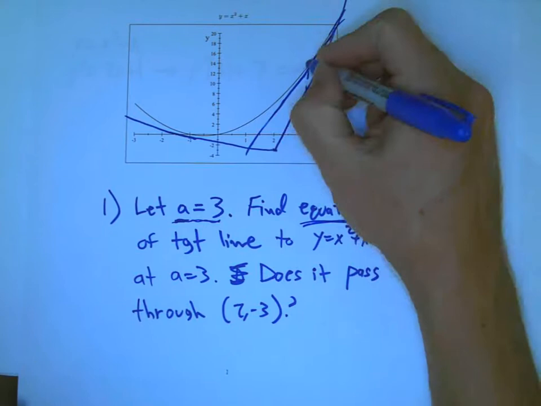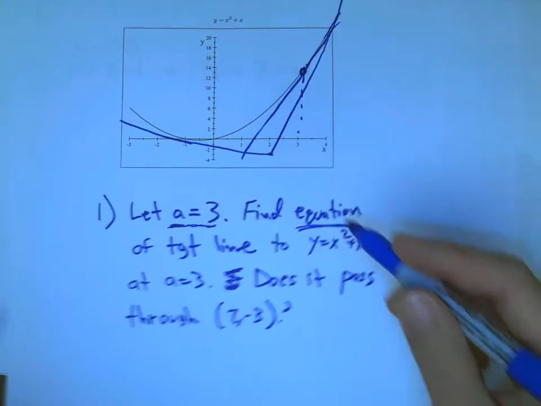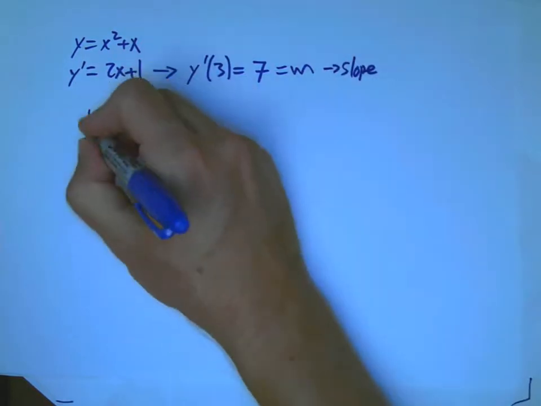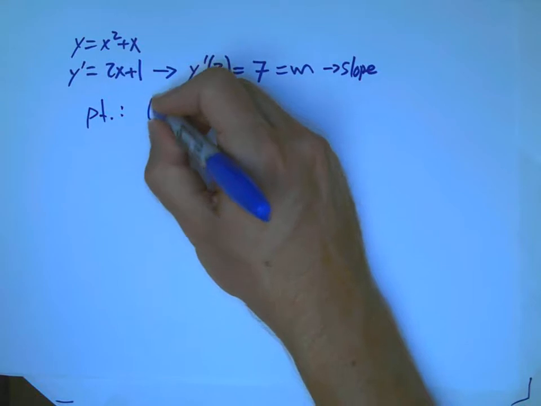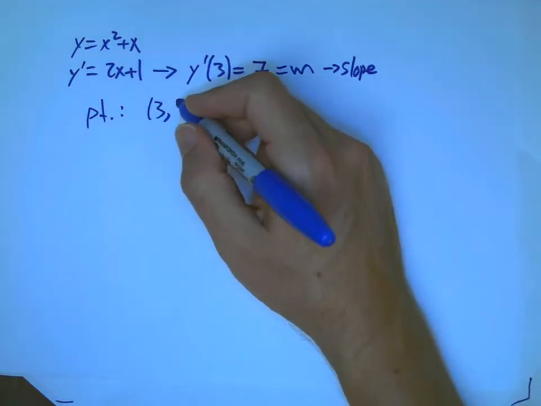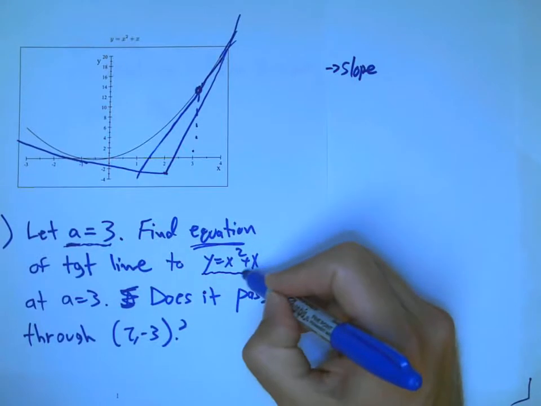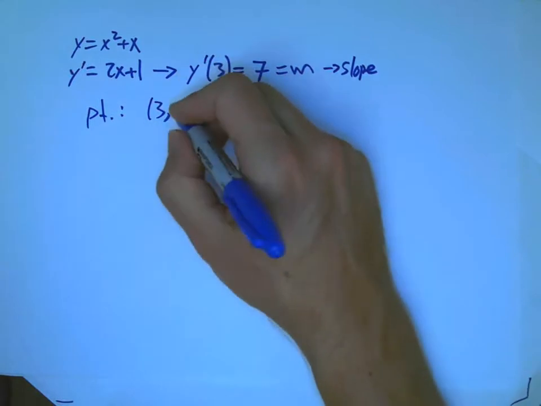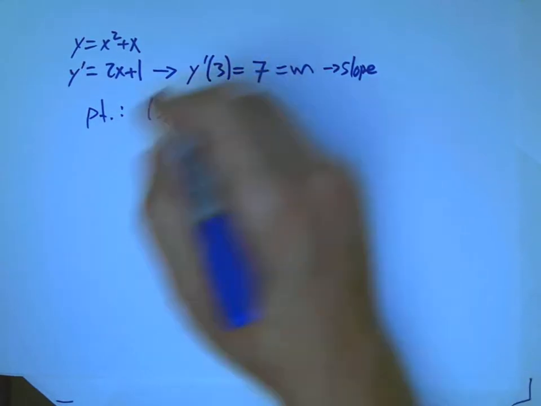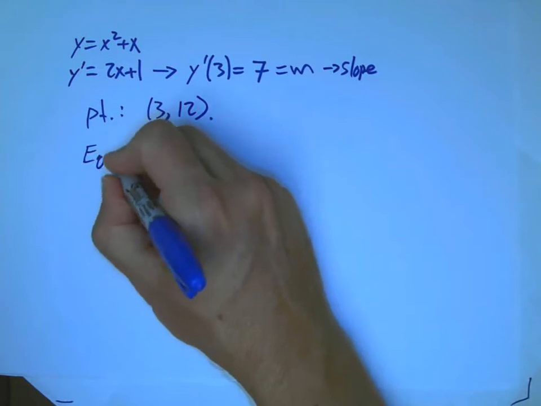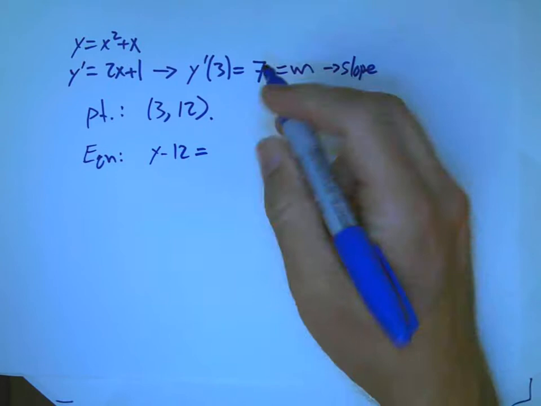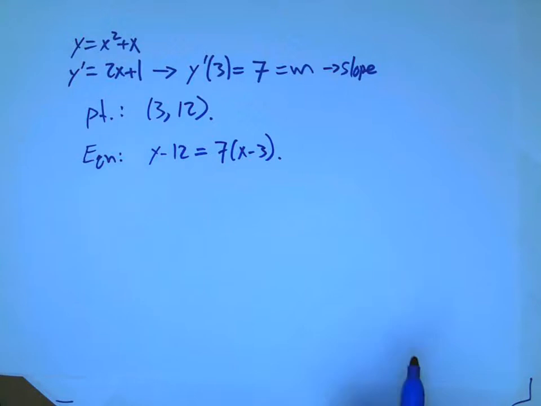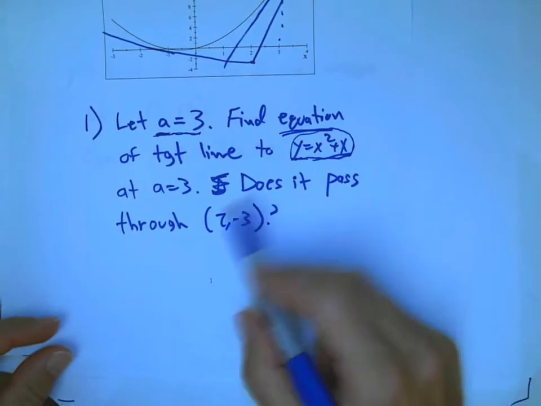Now, how do we find the actual equation of the tangent line? We need to figure out the point of tangency, and then we can use point-slope. Okay, so that's the slope. And then the point is going to be 3, well, you need to plug that into here. Always go back to your master equation, the formula for the function, if you're stuck. See if that's what you're stuck on. 9 plus 3 is 12. So our equation is going to be y minus 12 equals 7 times (x minus 3).